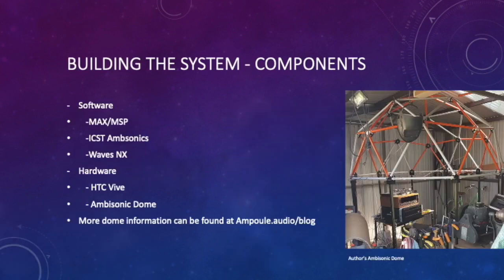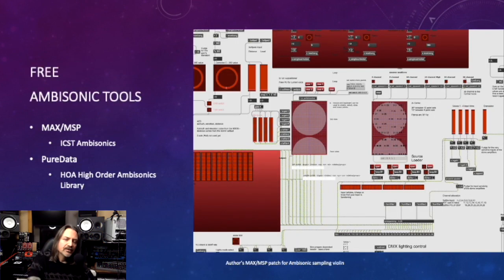In response to the design criteria established a few slides ago, I've used Max MSP with ICST ambisonics to create a virtual environment experienced through the HTC Vive VR headset. A low-cost ambisonic dome is used for audio output, but can be replaced with standard headphones using the Waves NX binaural processor. The ICST packages are very quick and easy to use.